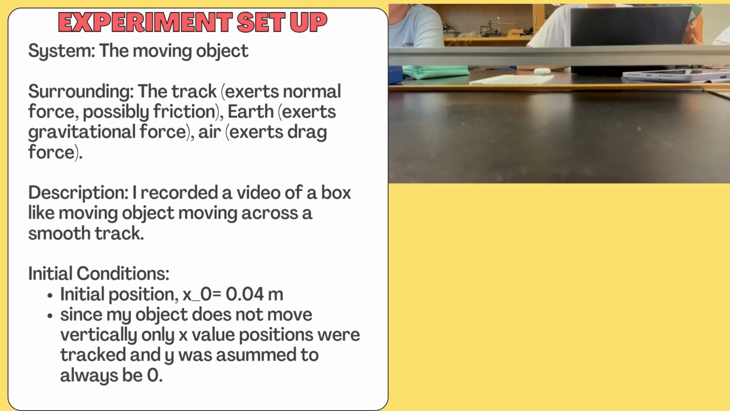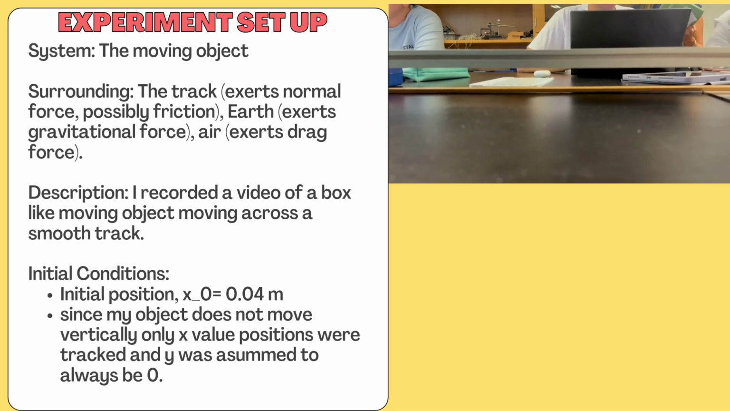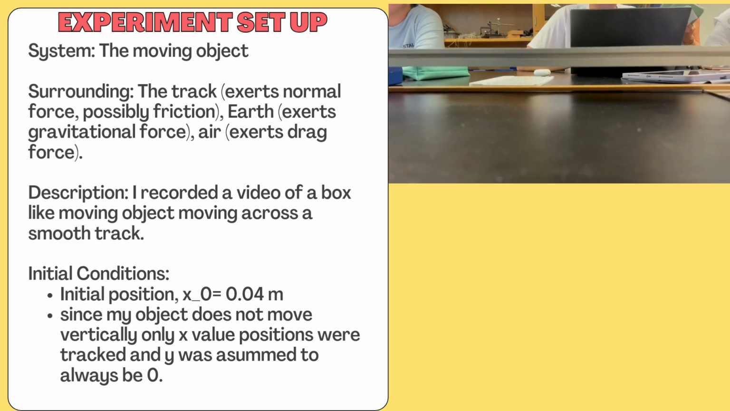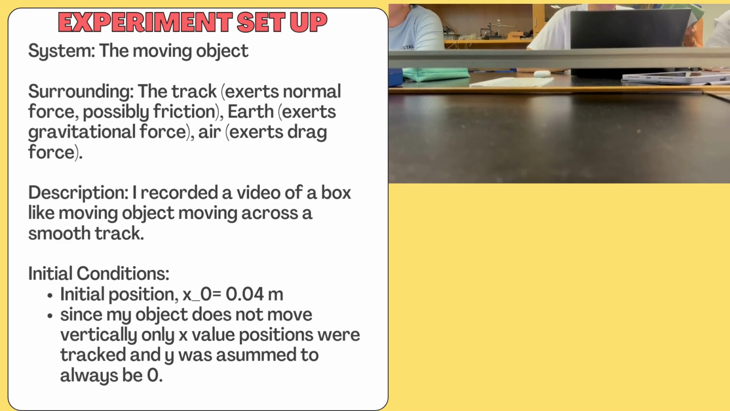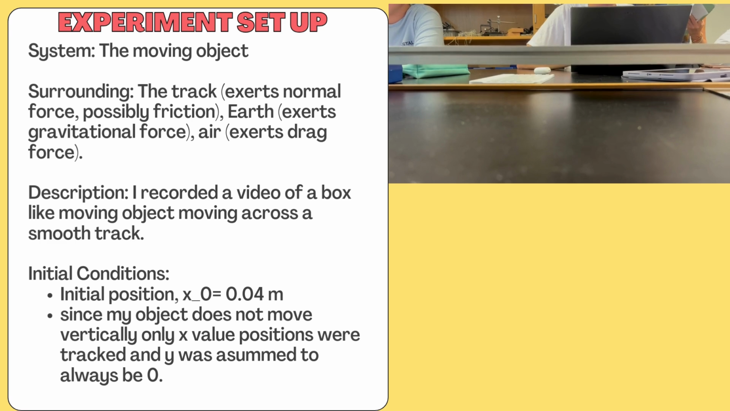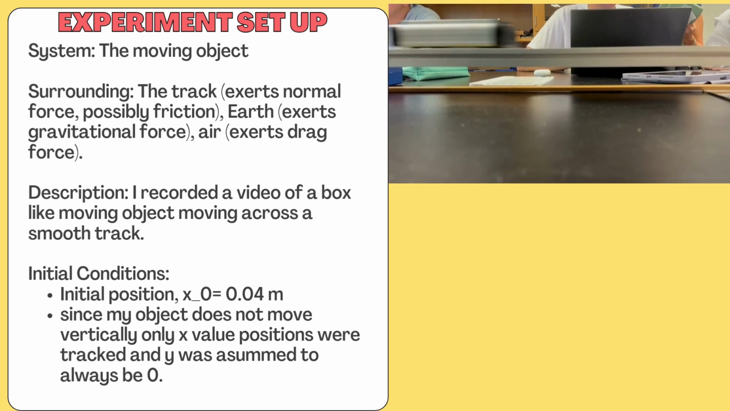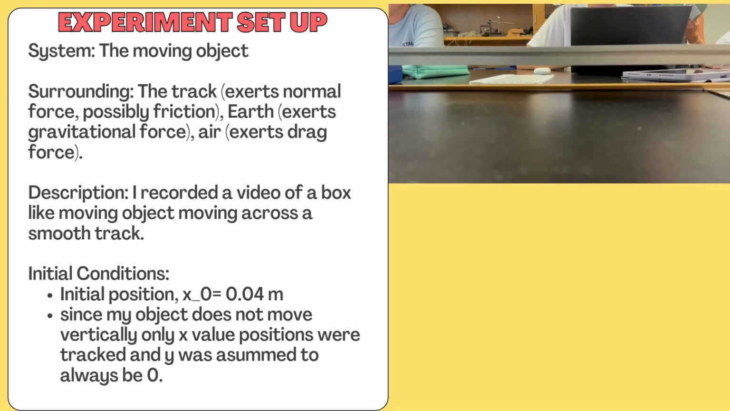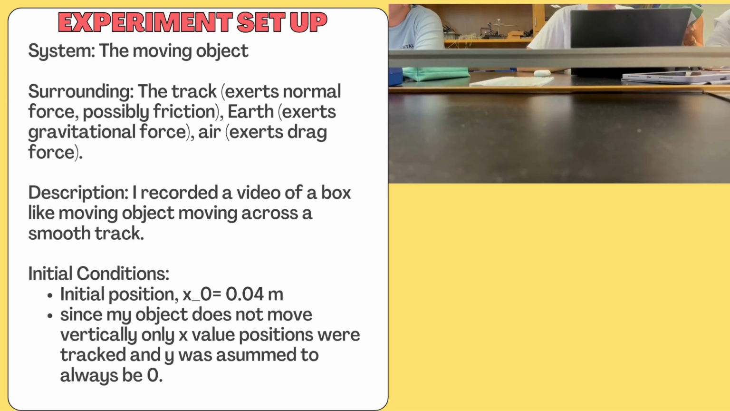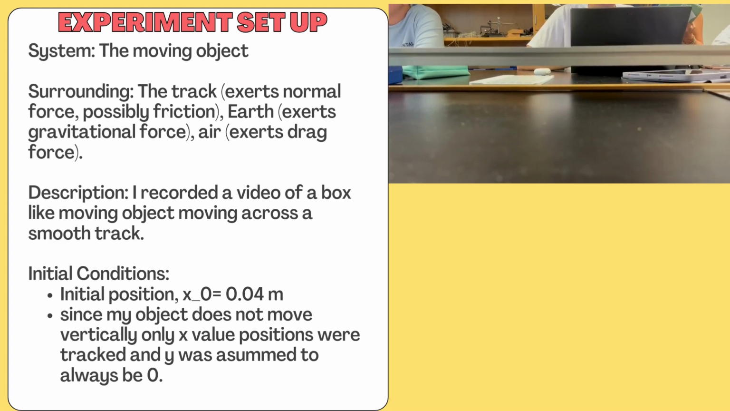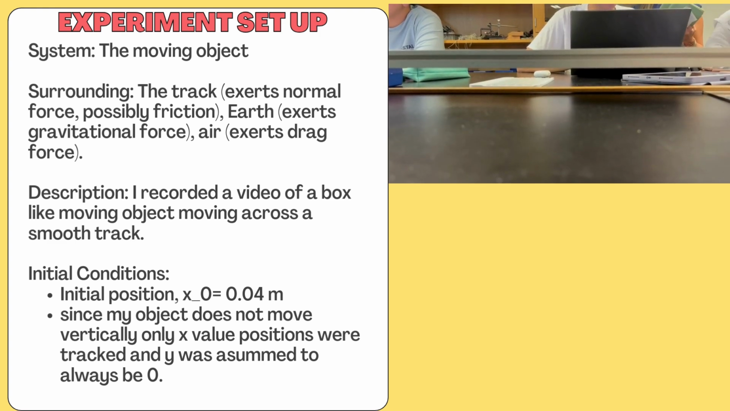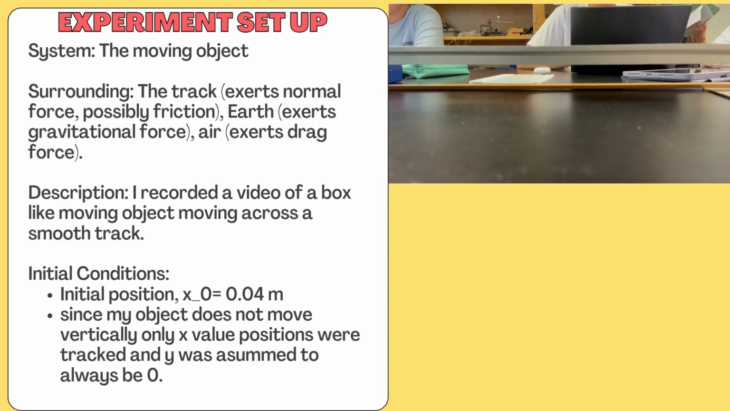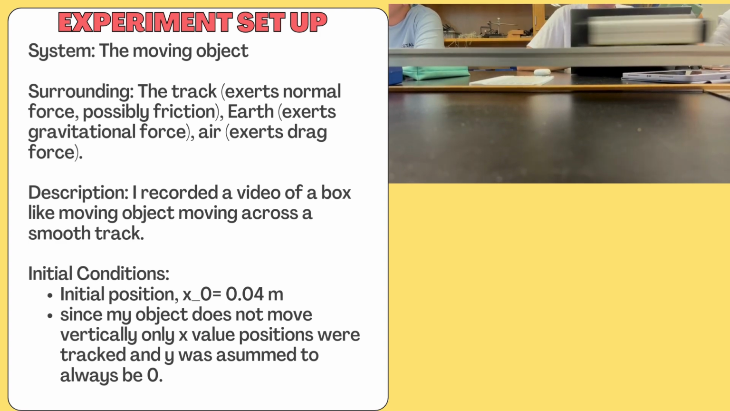And the system is the moving object that looks like a box. The surrounding was the track, which exerted a normal force and possibly had some friction, but that was not included in our results because it was a very small value, if there was any. And then Earth exerts a gravitational force, air exerts a force, and we assumed that all of these forces can be added together to create a net force of 0.